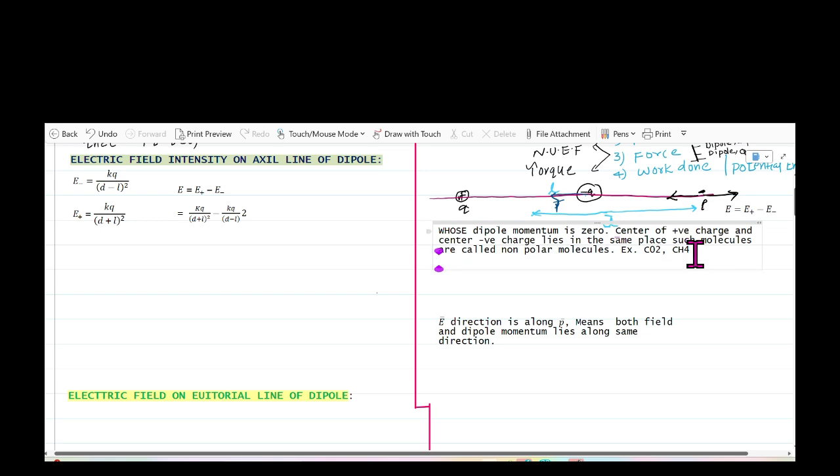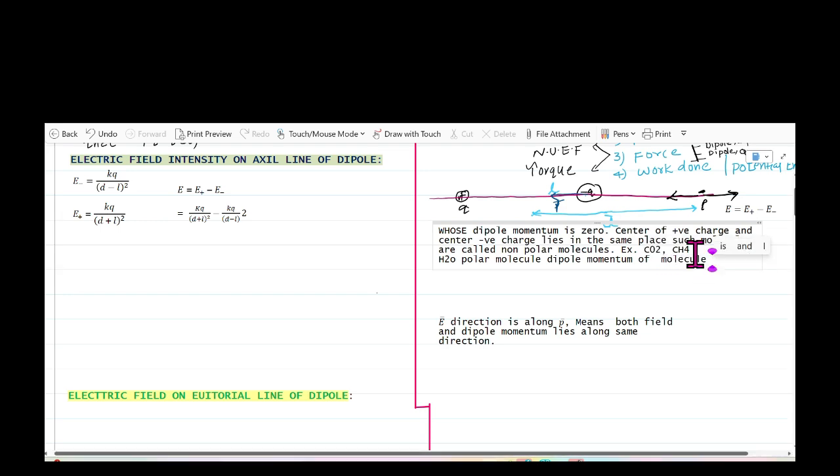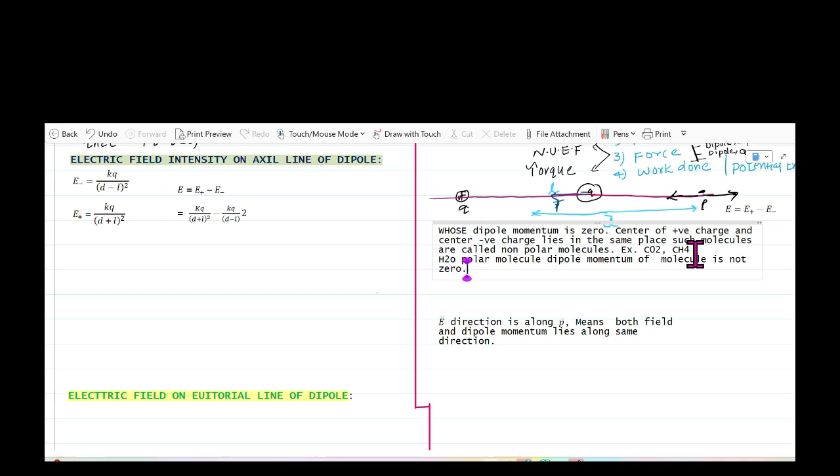Similarly, H2O is a polar molecule. That means the dipole moment of the molecule is not zero. Something is present. That means there will be a distance between the nucleus and the electrons. H2O, H2. So this is the physical significance of dipole.